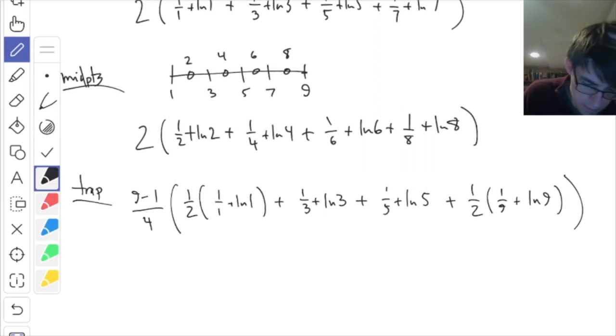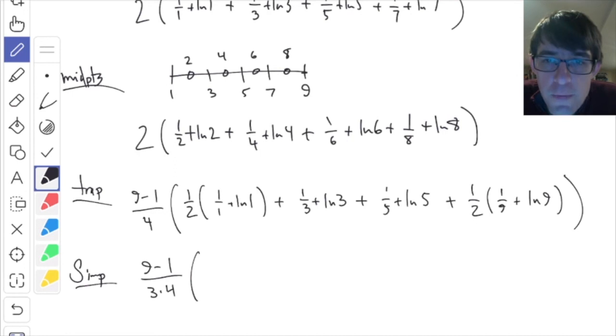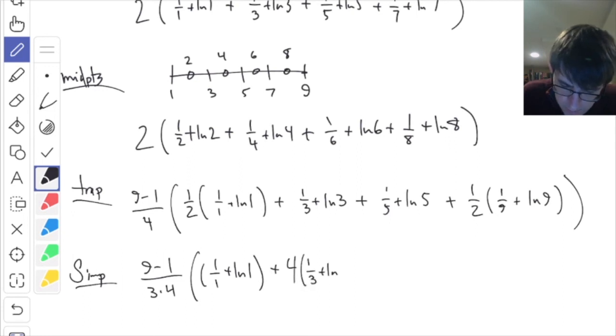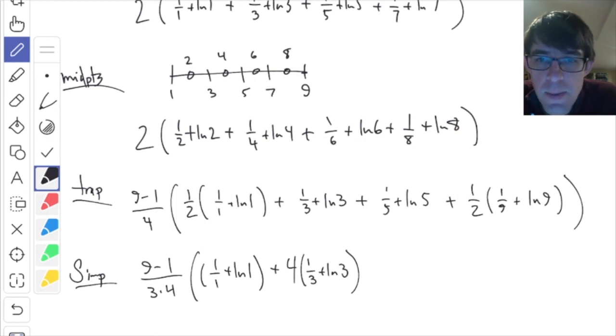And finally, Simpson's Rule. That one has a weirder formula, but if you remember the formula, there's not much to it. It's b minus a over 3n, so it's 9 minus 1 over 3 times 4. And the coefficients on the inside: there's no coefficient on the first one or the last one, and then you alternate 4s and 2s on the inside. So I get no coefficient on the first one, 1 over 1 plus ln 1, plus 4 on the next one, 1 over 3 plus ln 3. I'm including these parentheses because they matter when you have a coefficient. Then you alternate 4s and 2s.